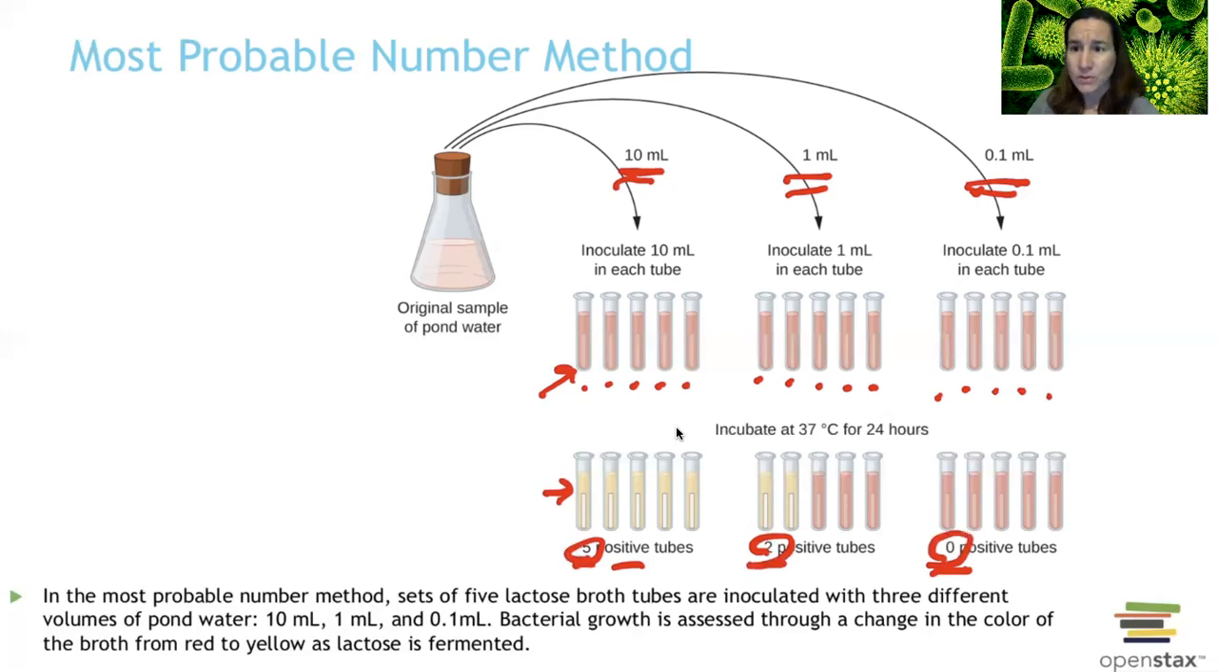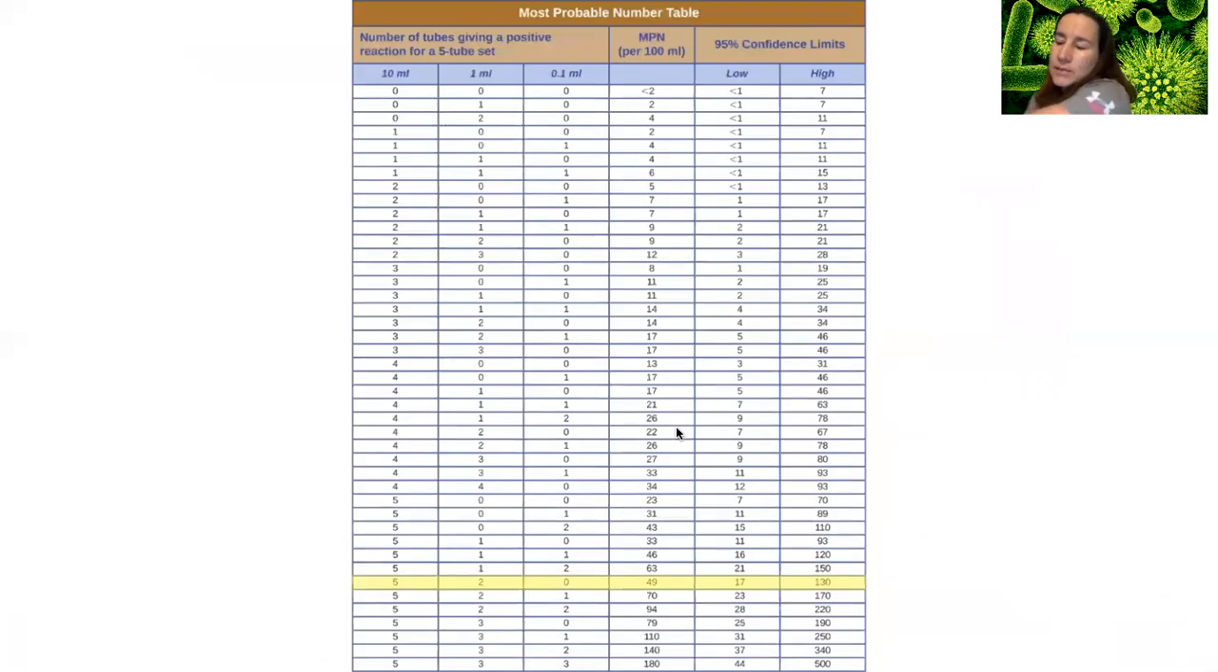What do I do with those numbers? What is that going to tell me? So we're going to take those numbers and plug them into this most probable number table that they give you at the back of the textbook. And so I did it for you and highlighted it. And here's where we're at. Here's the 5. Here is the 2. And then here is the 0 at our 10, 1, and 0.1 levels of concentration.